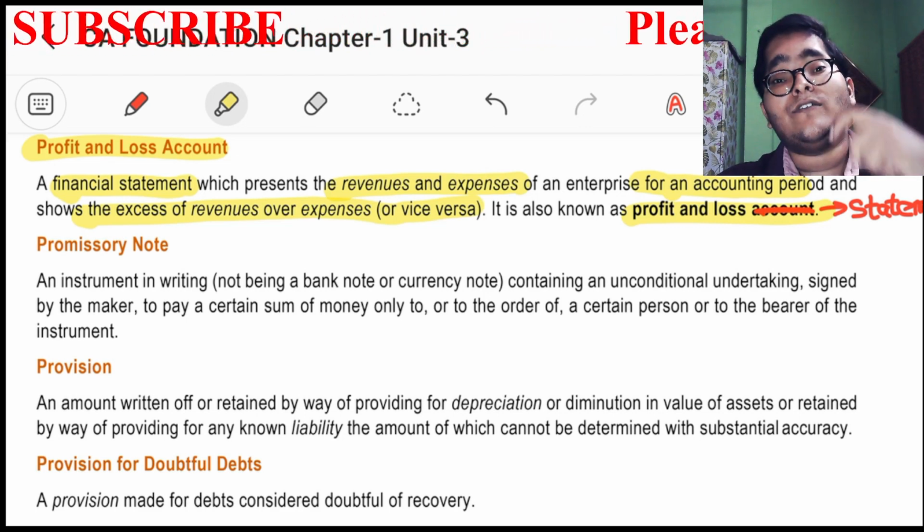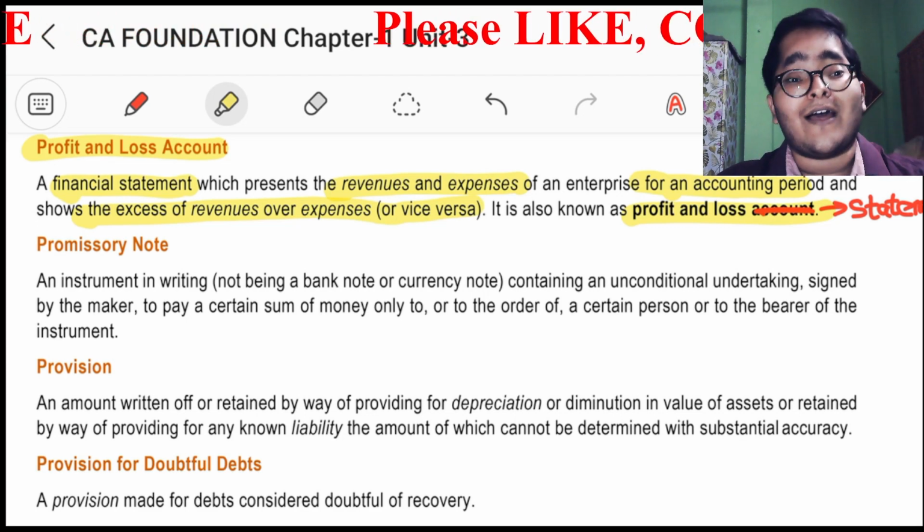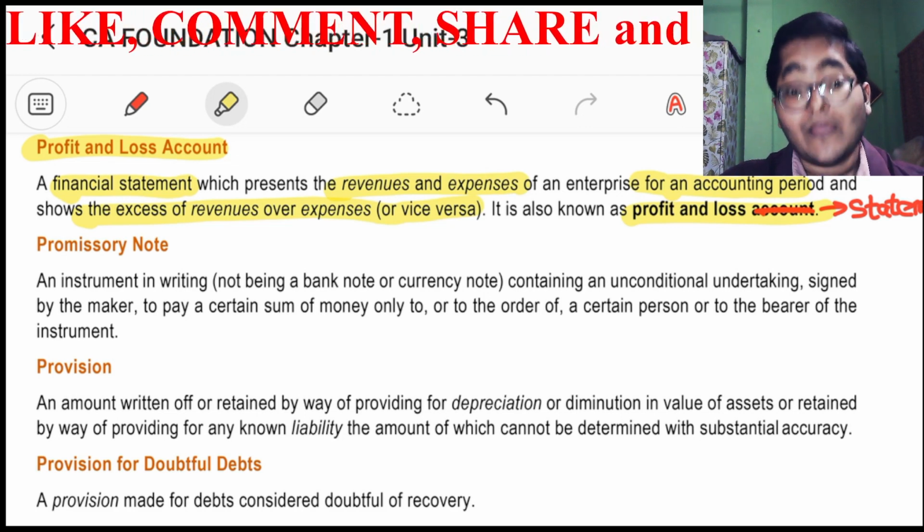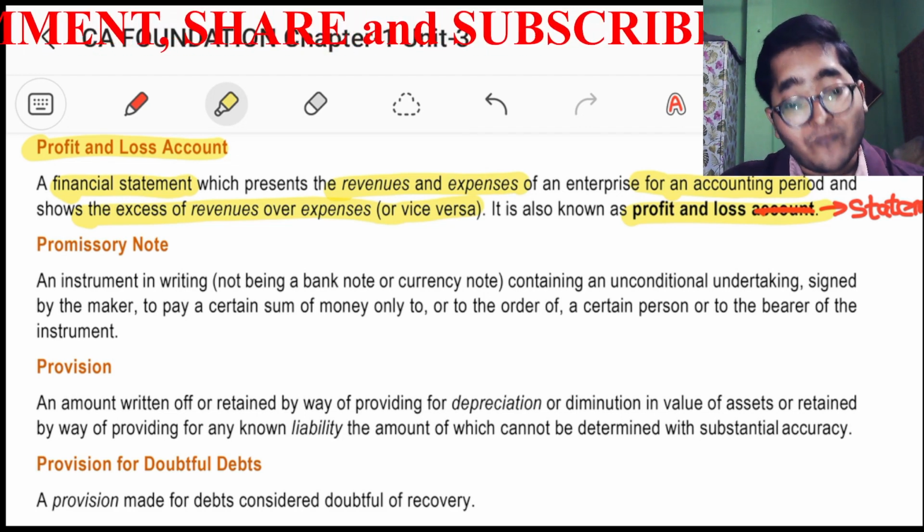The one who is making the promissory note or drawing it, has to sign that promissory note to pay a certain sum of money.